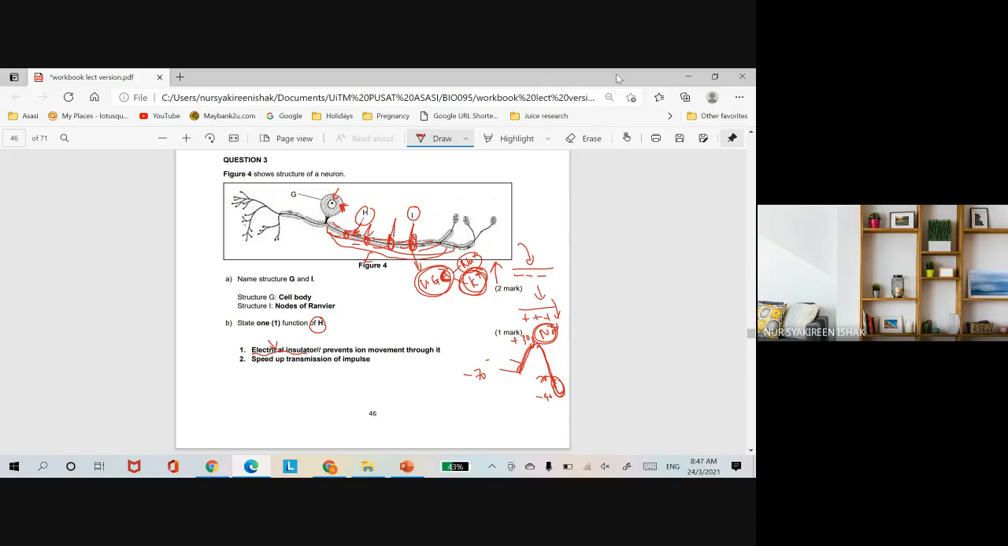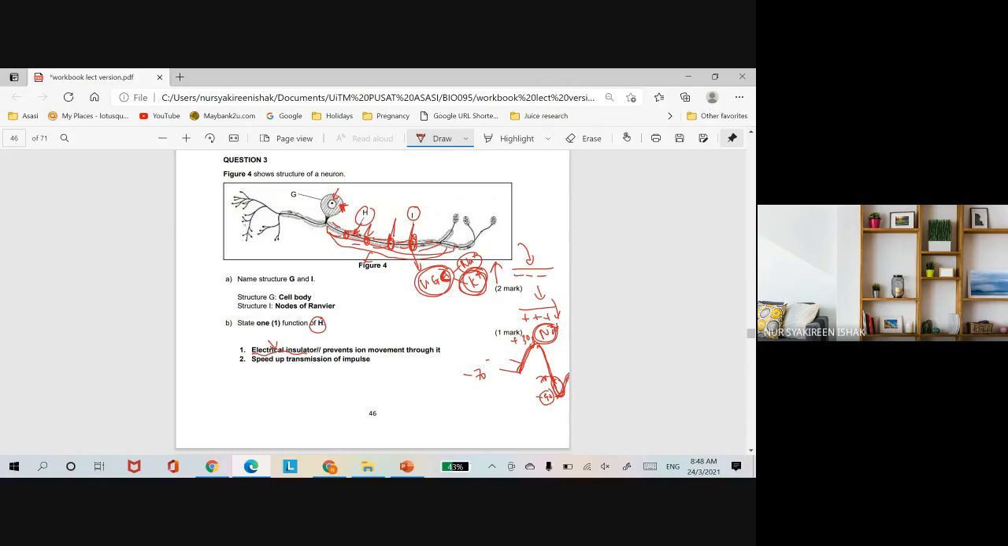So when it reaches the value of negative 70 millivolts, at this point, all the voltage gated channels for potassium will close. Okay, when they close, there is no potassium moving out anymore. So dia akan reach balik value resting state tu. Okay, resting potential. So kenapa dia boleh naik balik kepada resting potential?